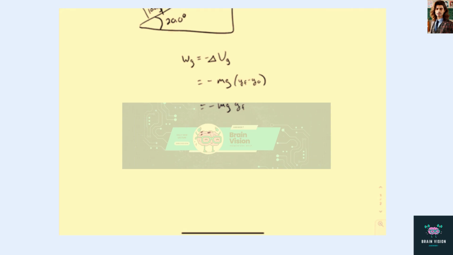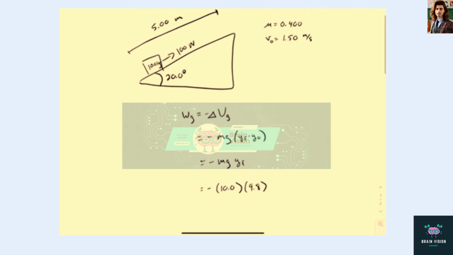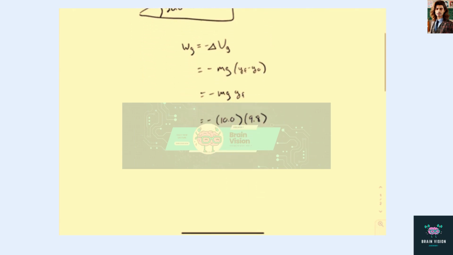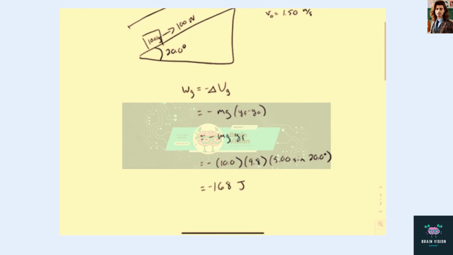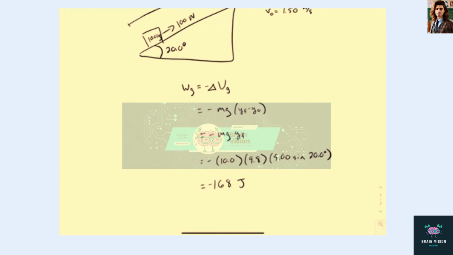So that's minus 10 times 9.8, and then the y final, well, we know the hypotenuse, so the height of the ramp is going to be 5 meters, the hypotenuse, times the sine of the angle theta, so 20 degrees. And this gives us minus 168 joules of work. It's important that it's minus because gravity is doing negative work. The force is pointing down, but the crate is going up.